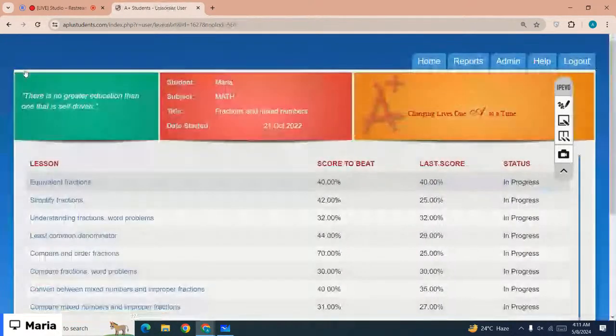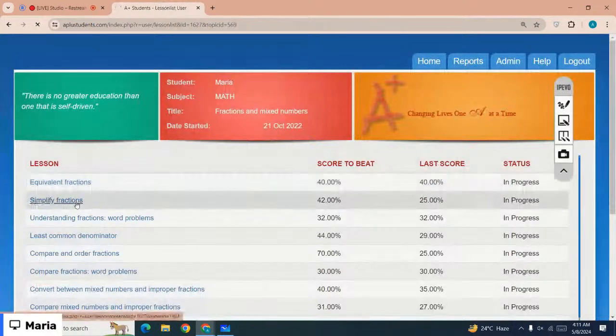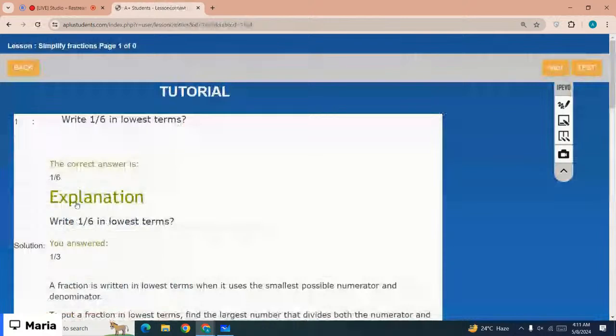The next lesson is simplify fractions. Let's just start with the lesson. So, how do we simplify the fraction? When you are going to convert the fraction into lowest terms, you have to divide by the greatest common number, right? For example, 1 over 6. You don't have any common number other than 1 that can divide both numerator and denominator, right? That means 1 by 6 is already in the lowest form.